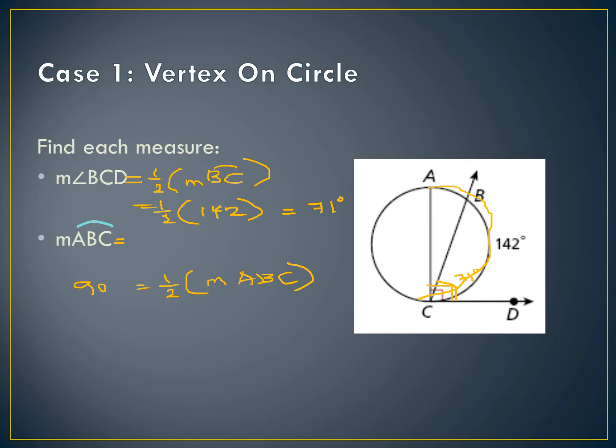So, to solve for the arc ABC, ang gagawin natin, i-multiply both sides natin by 2 para matanggal natin yung ating denominator na 2 or yung 1/2. So, we can cancel this one. Ayan. And 2 times 90, that is equal to 180 degrees. So, yung measurement ng ating arc ABC is equal to 180 degrees.